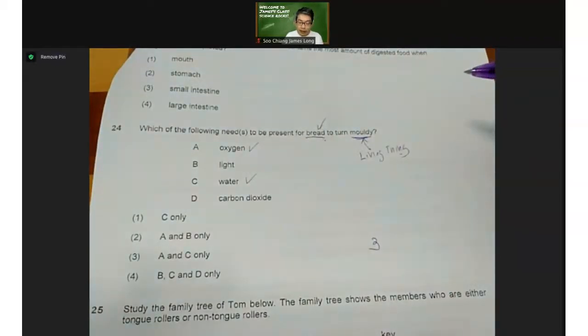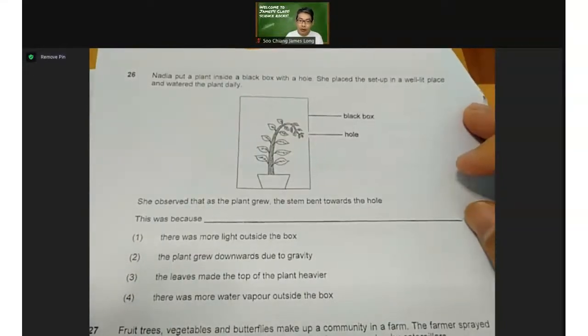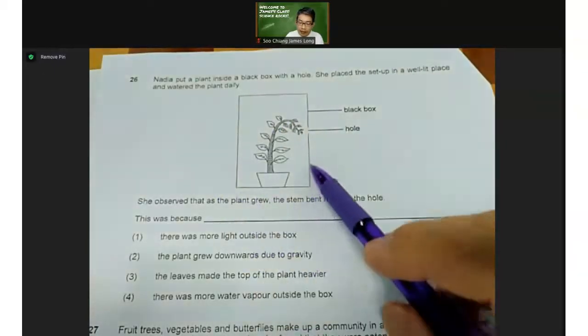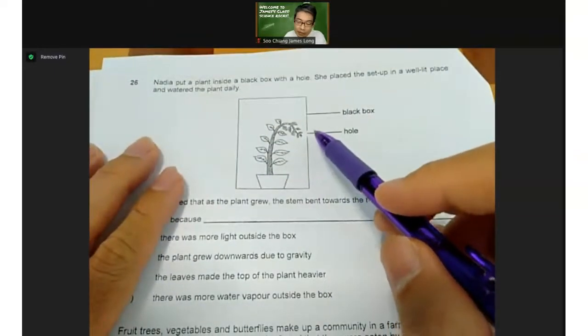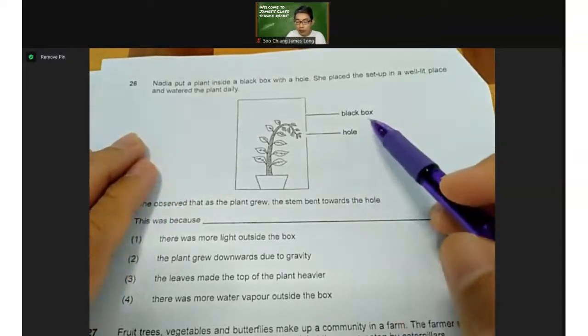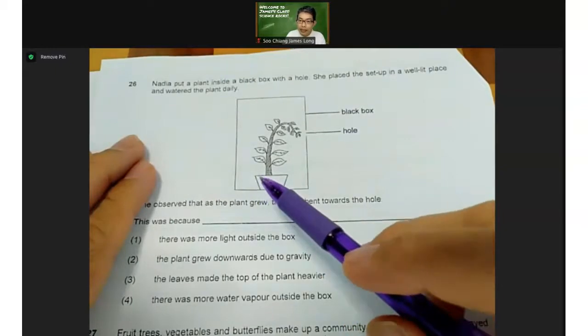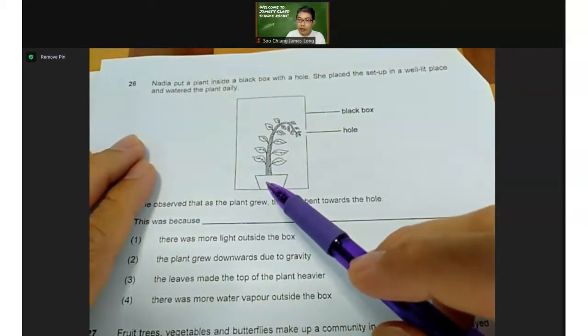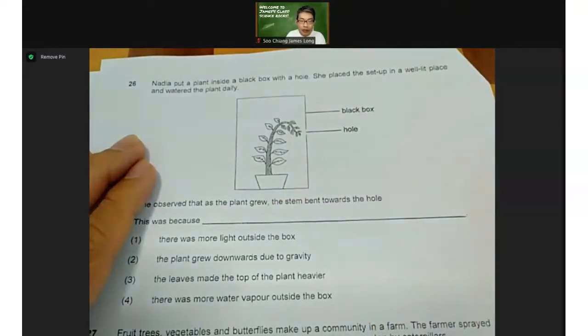And for the last life science question, let's go to question 26. Nadia put a plant inside a black box with a hole. She placed the setup in a well-lit place and watered the plant daily. Notice that this is a sealed-up box with a tiny hole at one side of the box. Now, in science questions, when we talk about a black box, it always refers to a container that does not allow light to pass through. I know this is not true all the time, alright? It depends on the kind of material, but this is the nature of our science questions.